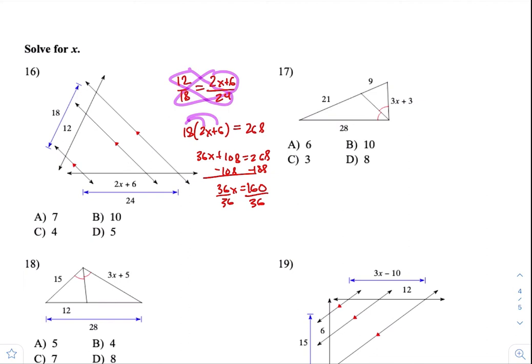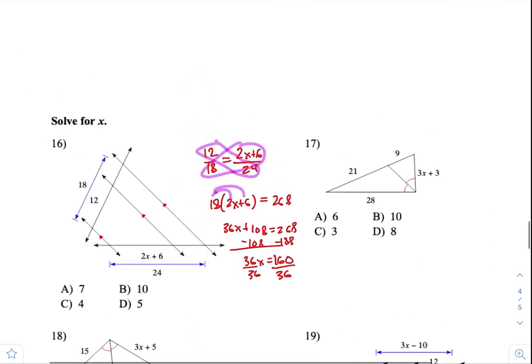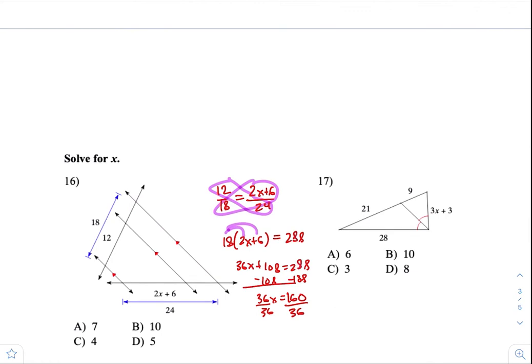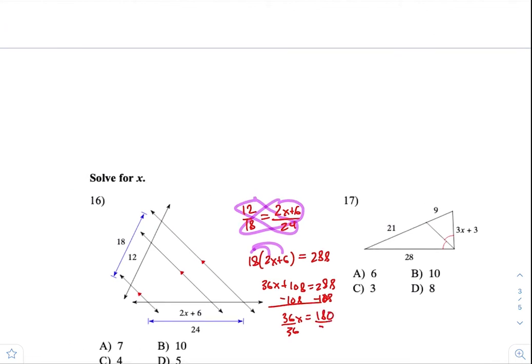Let me see here. I unfortunately got an error. Hold on. That's correct. 24 times 12. Oh, 288. Sorry, you guys. 24 times 12 is 288. So 288 minus 108, that's 180. And 180 divided by 36 is 5.